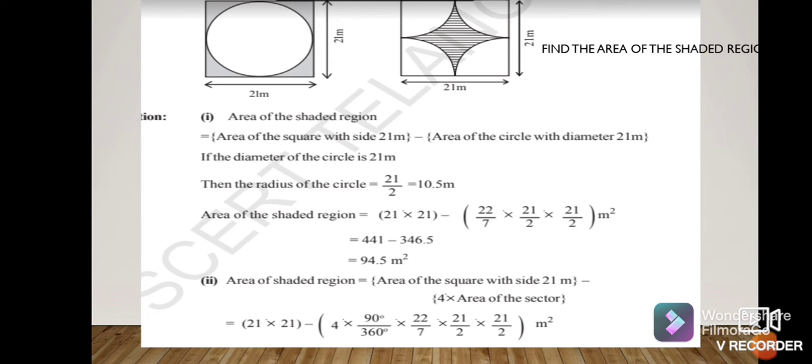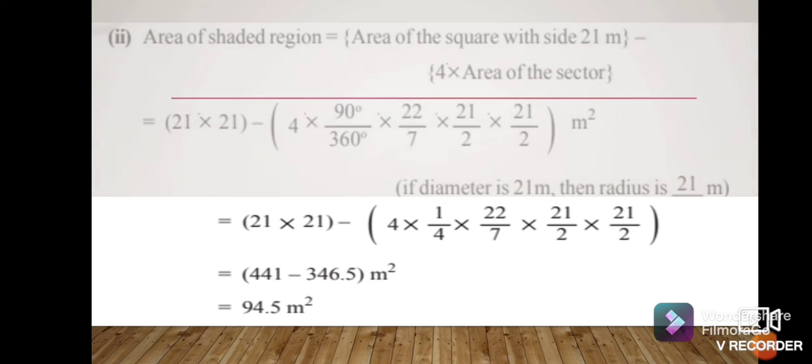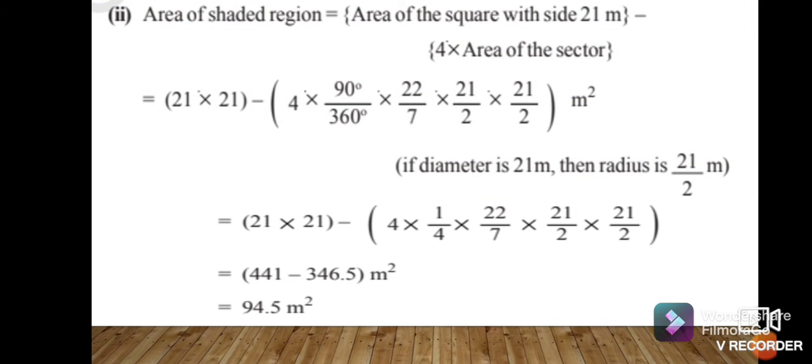Now here we have the area of the square with side 21, that is 21 into 21, minus 4 into 90 by 360 into 22 by 7 into 21 by 2 into 21 by 2. On simplification the area of the shaded region is the area of the square with side 21 minus 4 into the area of a sector, in meter square. The diameter is 21, then the radius is simply 21 by 2, as you all know. Now 21 and 21 is 441 minus. Here we have actually 4 sectors, that's why 4 into 1 by 4 into 22 by 7 into 21 by 2 into 21 by 2.